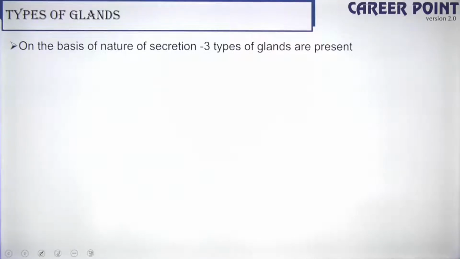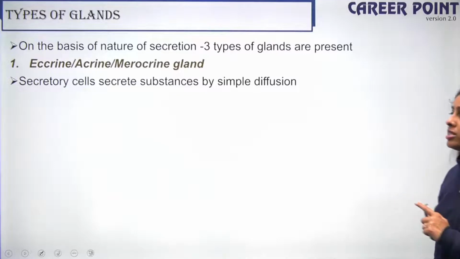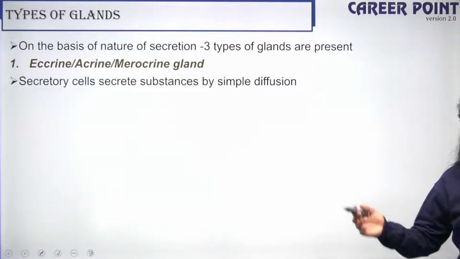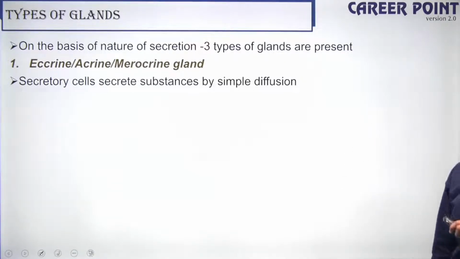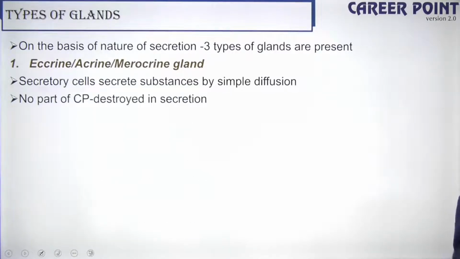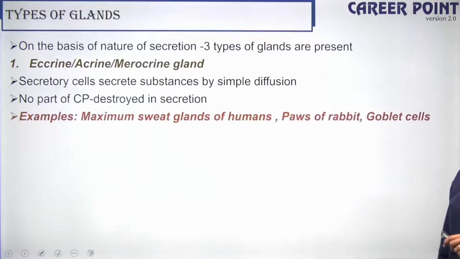Next is based on the nature of secretion. They can be of three types: eccrine or merocrine gland, the second one is apocrine, and the third one is holocrine. So what type of secretion do they have? Number one, eccrine or merocrine gland is when your secretory cells secrete substances by simple diffusion, and here your cytoplasm is not destroyed in your secretion.